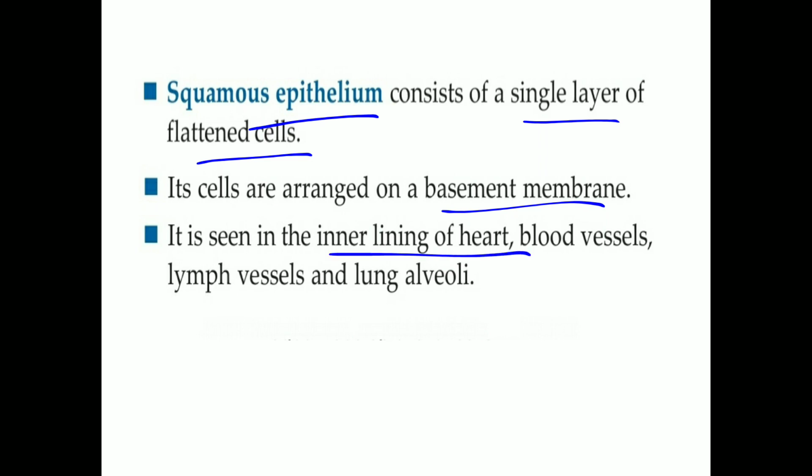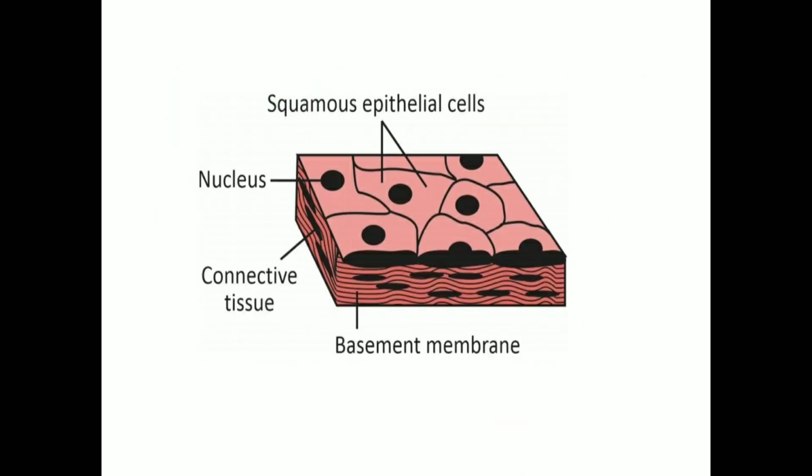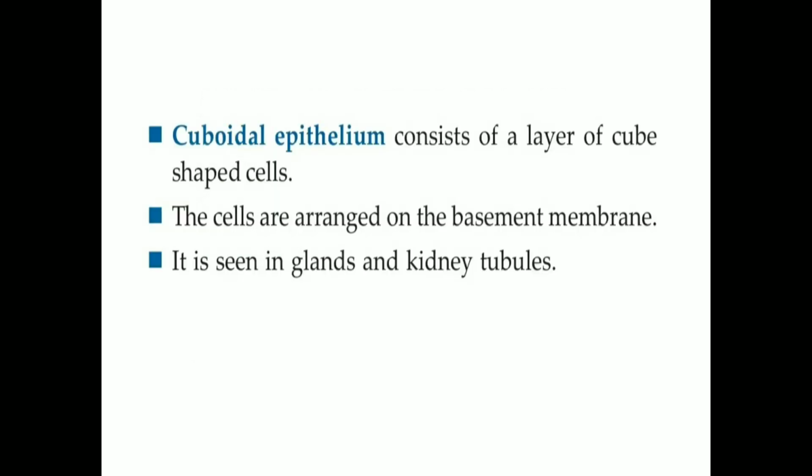And this is seen in the inner lining of the heart, the endocardium of the heart, then the endothelial lining of the blood vessels, the innermost lining of the lymph vessels, and the lung alveoli, a very thin membrane forming the wall of the lung alveoli. All these are formed of squamous epithelium. They make a very thin layer, and they consist of a thin flat layer of cells.